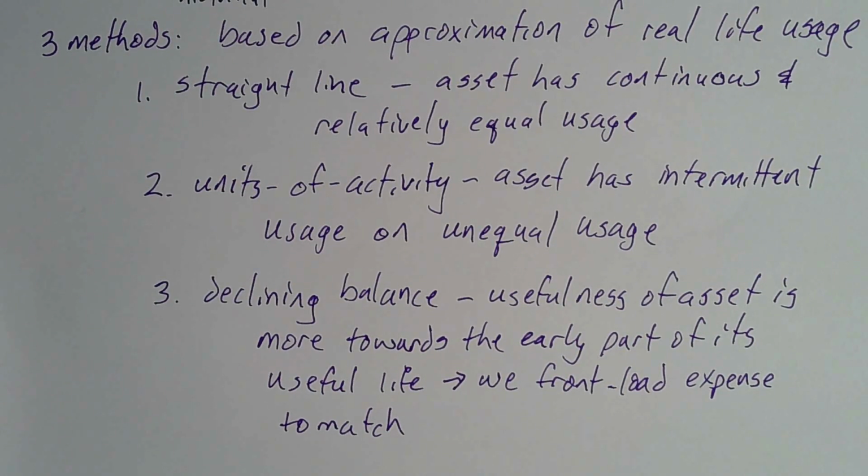The third way is declining balance. Sometimes we have an asset that when we buy it, the majority of its usefulness is the first year or 2 or 3 after we buy it. And even though we can continue using it for 5, 6, 7, 8 years, perhaps the thing is most valuable to us when it's new. And so what we do is we front load the expense into those first couple of years.